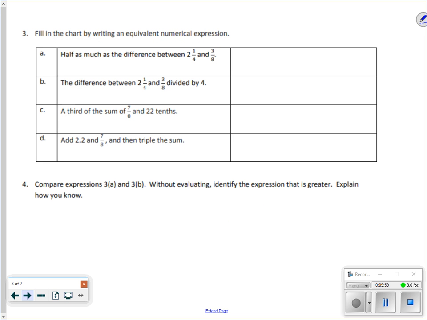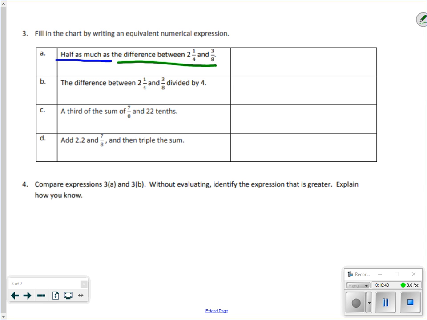So on number 3, they're giving you the words. It's not as hard. We've done this. This is why you use the highlighters. They give you the words. All you have to do is write the expression. This is why we do the highlighters. Half as much as the difference between 2 1/4 and 3/8. You don't have to solve it. All you have to do is write the expression.